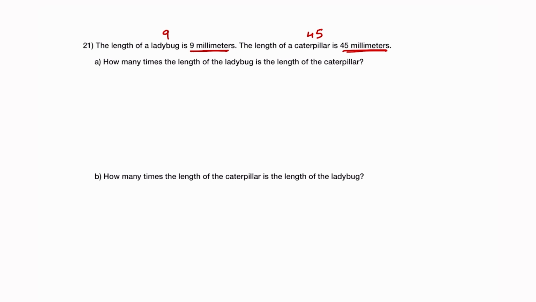So for that, we take the ratio of caterpillar over ladybug. So that's 45 over 9. And what does it take from here to here? It's times 5. So it's basically 5 over 1, right? Because look here, 5, if you multiply with this 9 here, you're going to get 45. Okay? Next part. How many times the length of the caterpillar is the length of the ladybug?